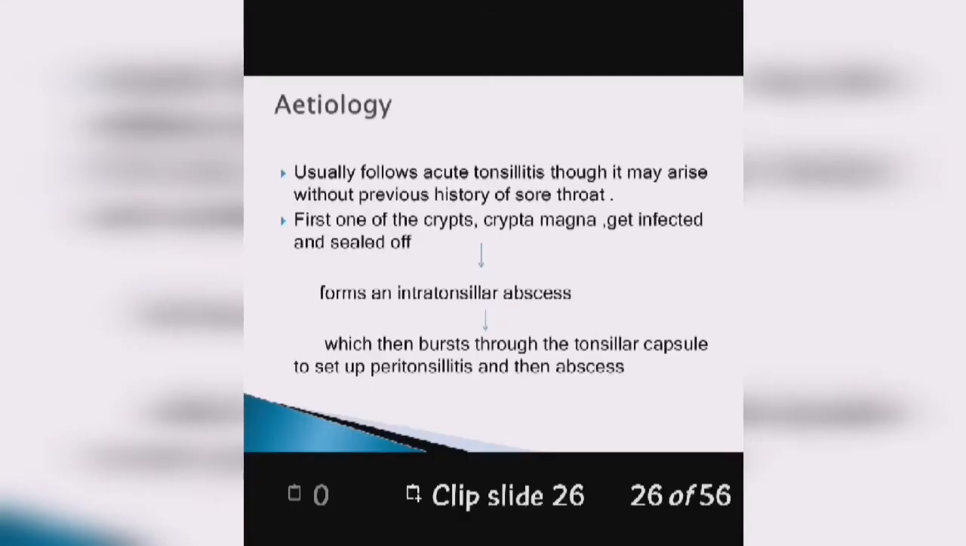Now, what is the etiology of the peritonsillar abscess? Usually it follows acute tonsillitis, though it may arise without any previous history of sore throat. First, one of the crypts, the crypta magna, gets infected and sealed off. Then it forms an intratonsillar abscess, which then bursts through the tonsillar capsule to set up peritonsillitis and then abscess.